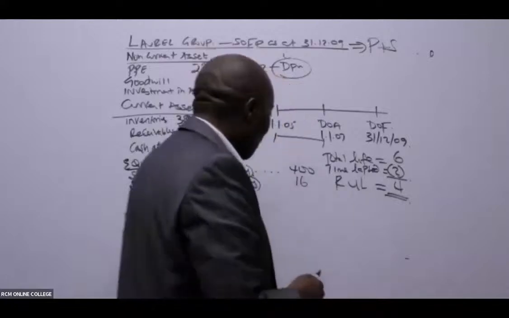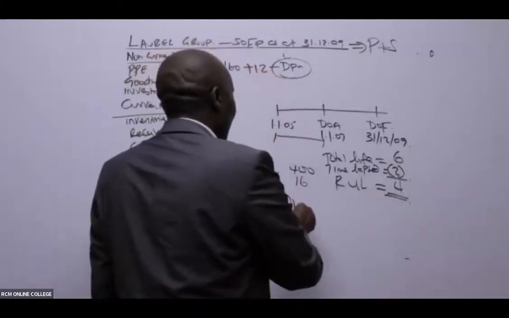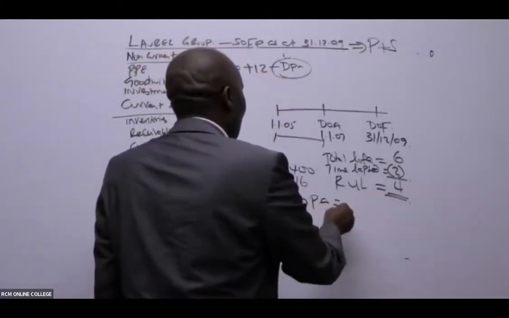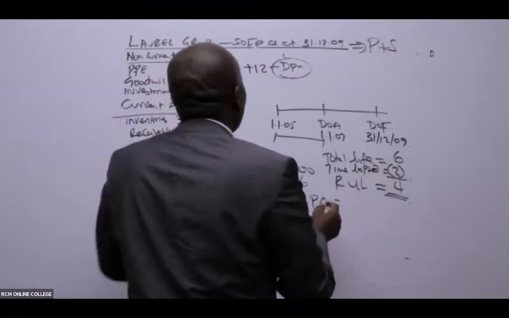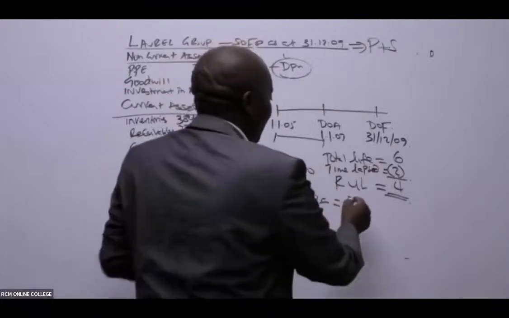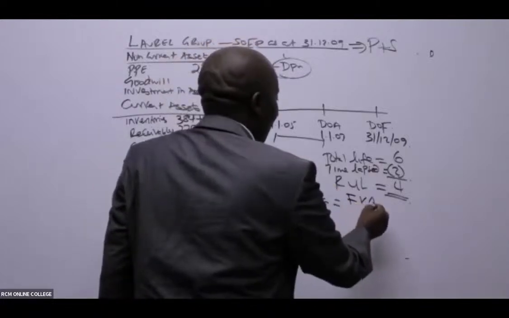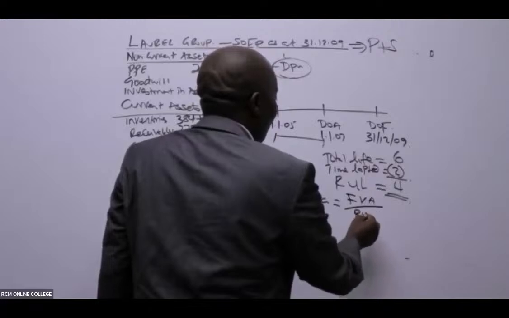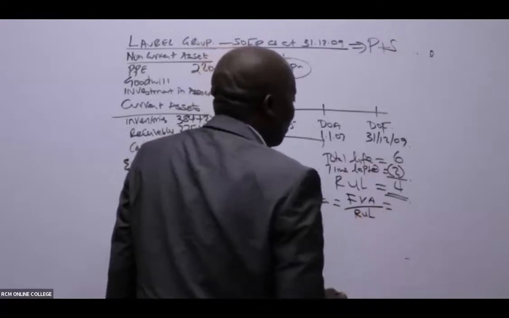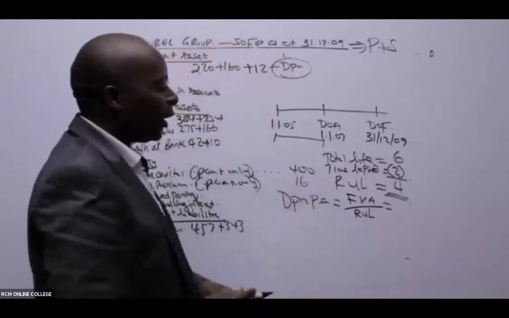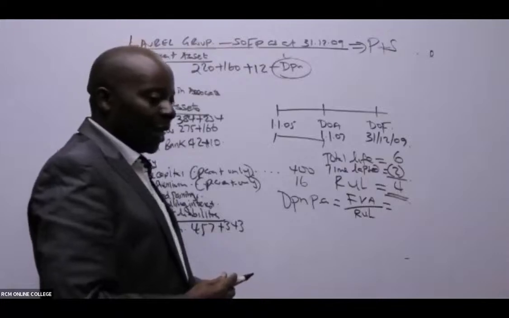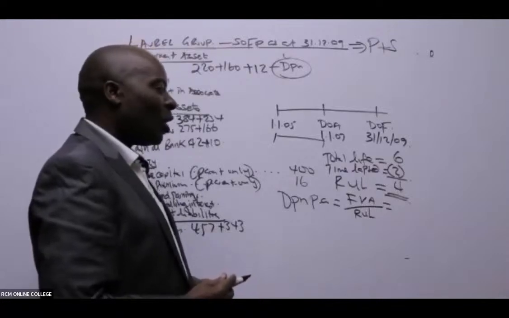Remember, whenever you want to get depreciation per annum, you always take the fair value adjustment and divide it by the remaining useful life.